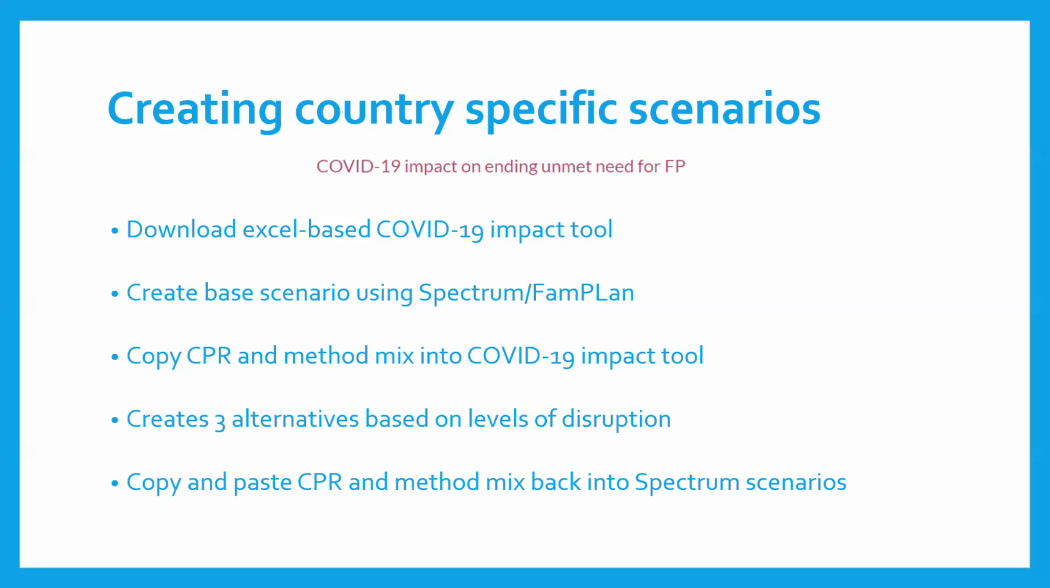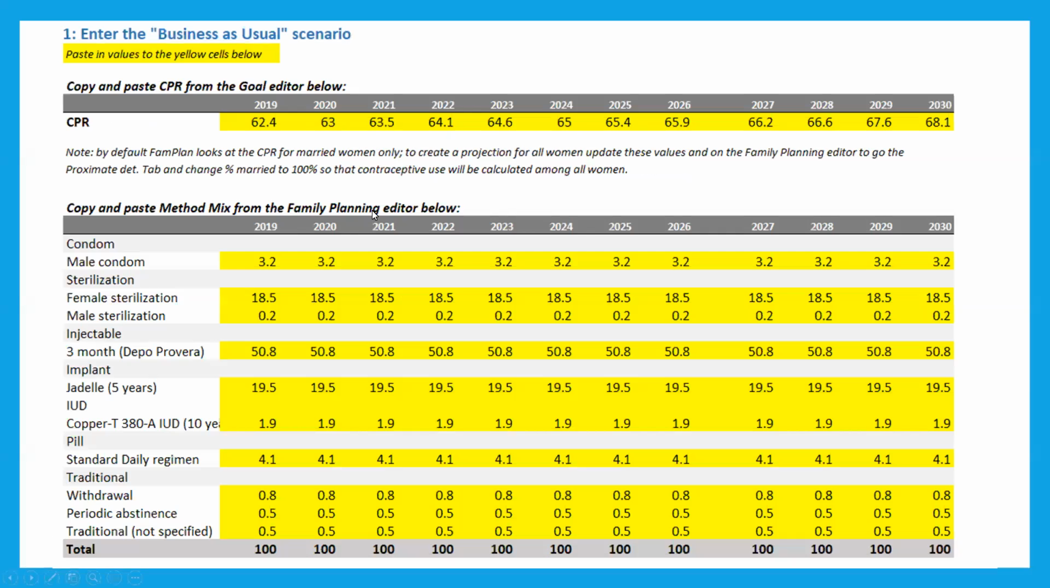to look at 3 different scenarios about declines and disruptions. And so I'm just going to quickly run through that now. So you can see an example here. So this is the tool, everything in yellow, you need to enter data.